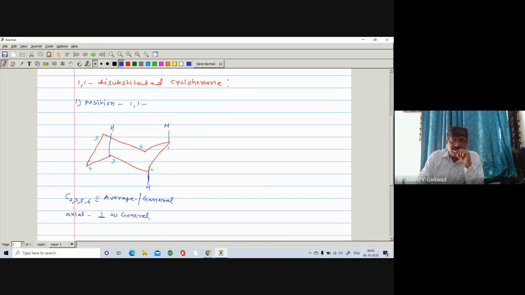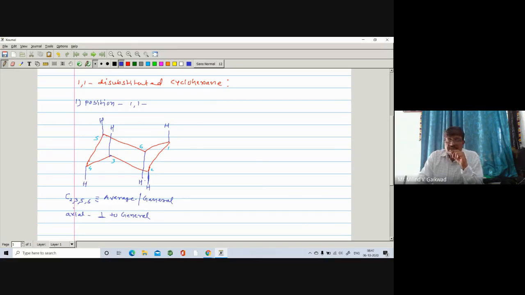So here it is on this carbon number 3, right? Similarly, carbon number 4 is going down, so you have to write down the perpendicular line on the average plane. Similarly, carbon number 5 is again just like this one, right? Carbon number 6 is going down, right? So here this is down.